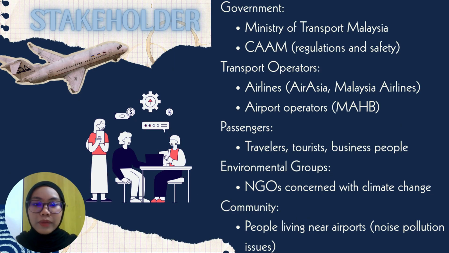This slide explains the stakeholders involved in the air transportation industry. First, the government plays an important role through the Ministry of Transport Malaysia and CAAM, which are responsible for regulation, policy, and flight safety. Next, transport operators include airlines such as AirAsia and Malaysia Airlines, as well as airport operators like MAHB that manage airport facilities and operations.